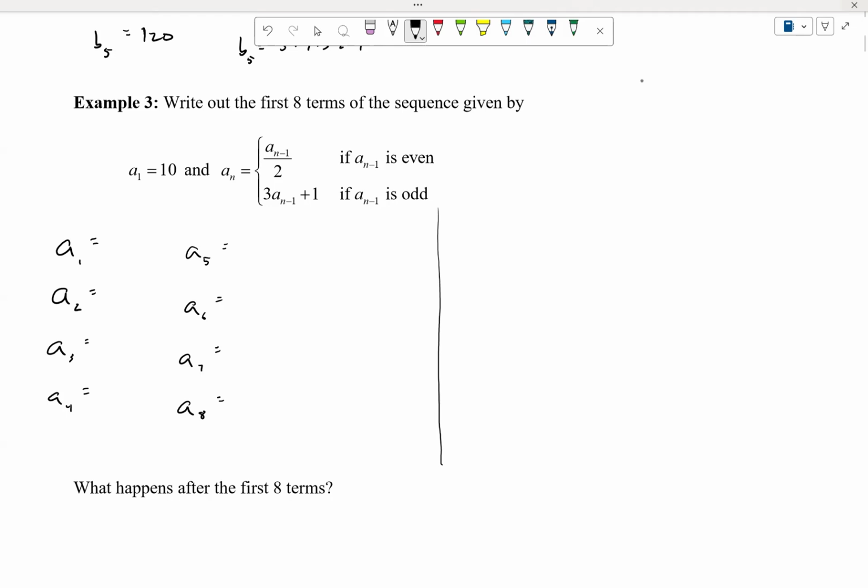Okay, folks, I have a question for you. This a sub 1 equals 10, is that even or is that odd? Even. Are you sure it's even? Yeah, we're looking at the 10. It's saying if a sub whatever is even, a sub whatever is odd. It's not talking about n, it's talking about that 10. So that 10 is gonna turn into 5. Are we good with that?